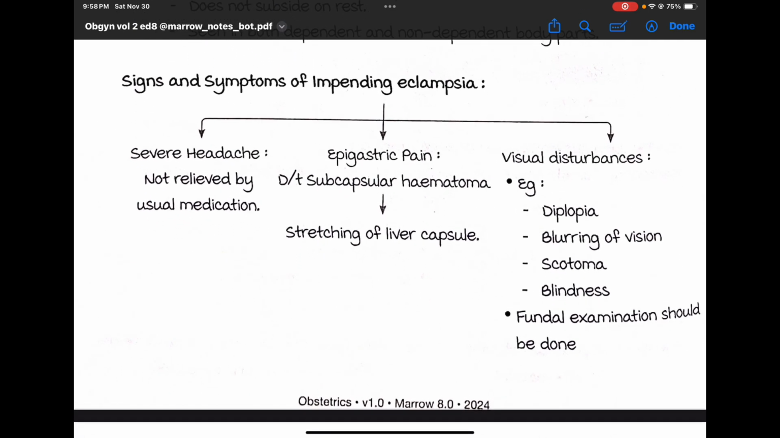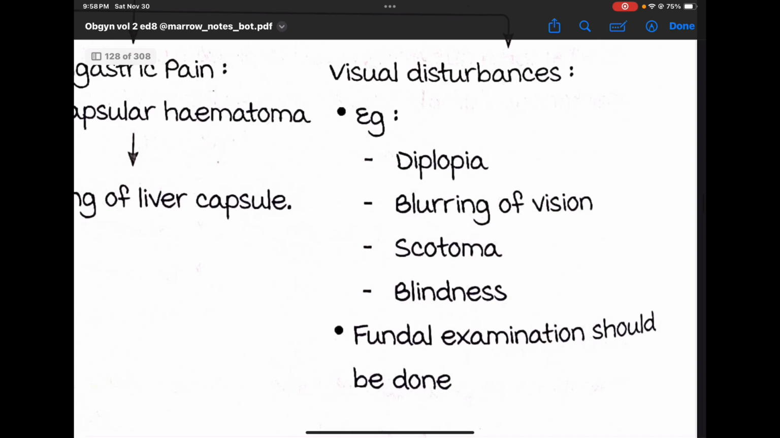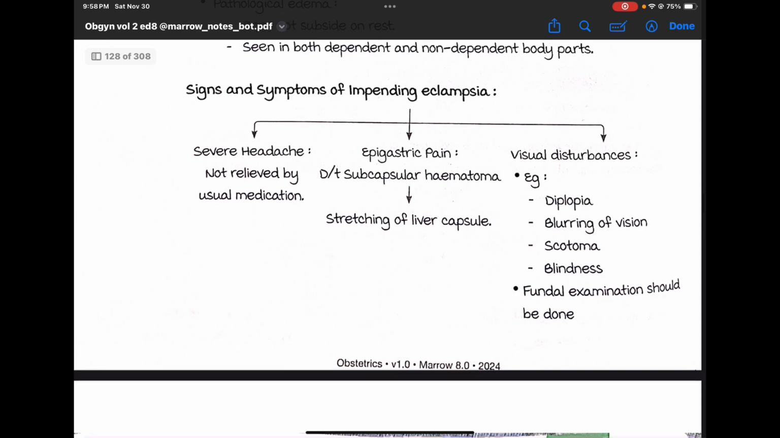Severe headache not relieved by usual medication, epigastric pain due to subcapsular hematoma and stretching of the liver capsule, and visual disturbances, for example diplopia, blurring of vision, scotoma, blindness. Fundal examination should be done.